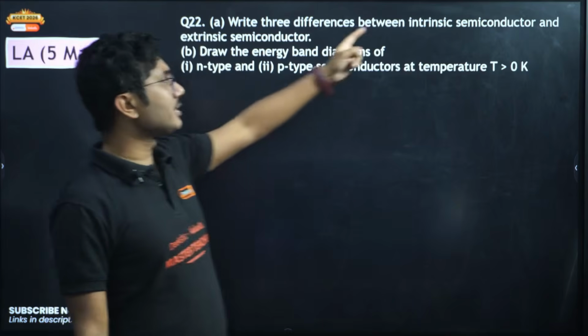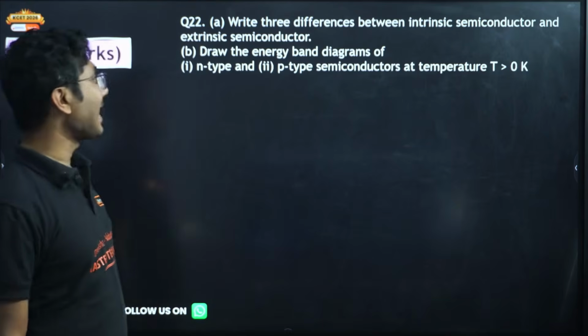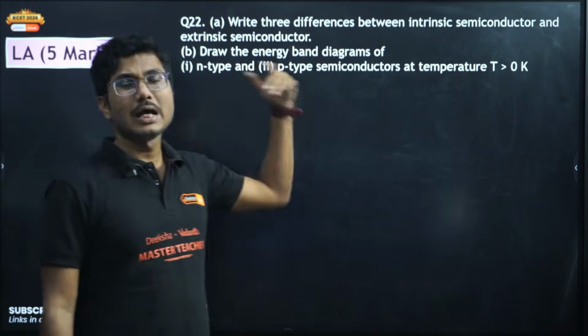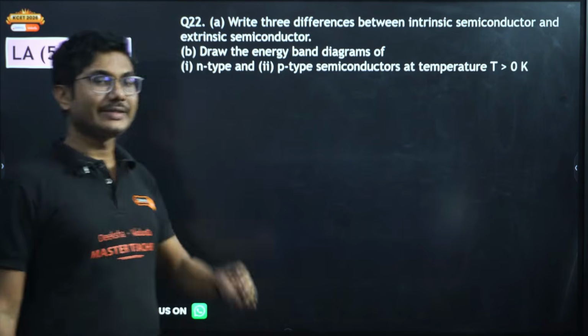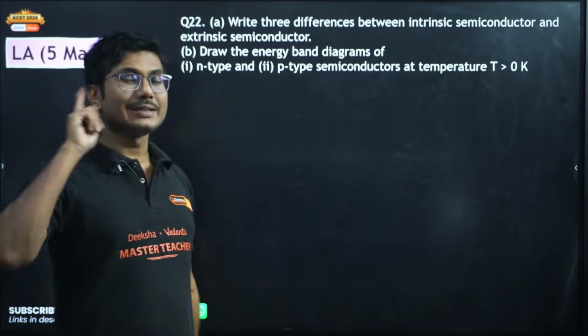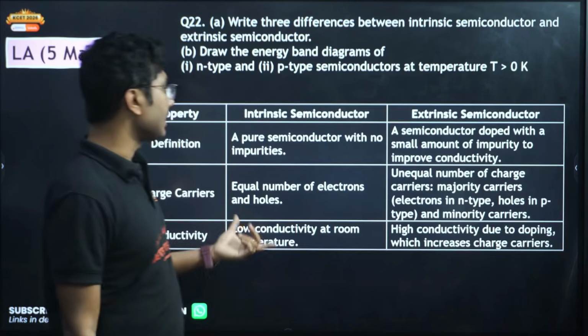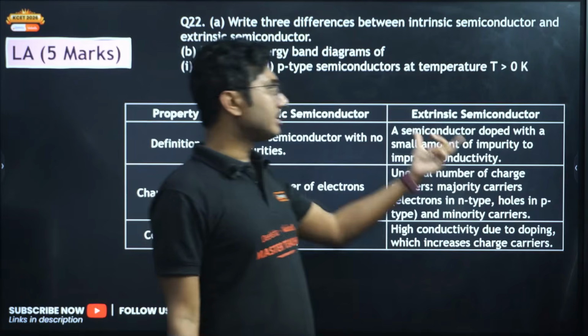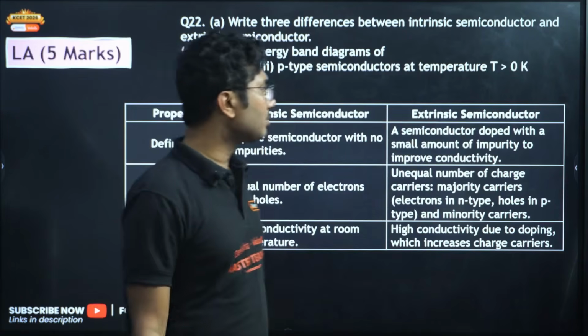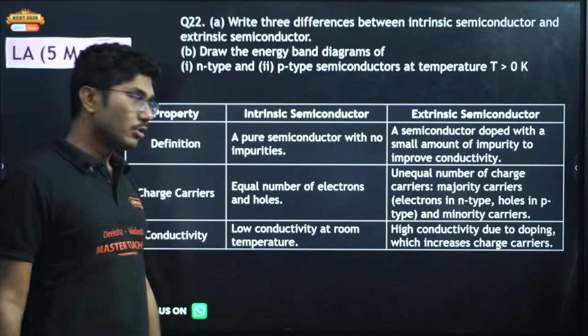Write 3 differences between intrinsic semiconductor and extrinsic semiconductor. It can come as write 2 differences between intrinsic and extrinsic, and can be asked as a 2 marker question. So definition: intrinsic is a pure semiconductor with no impurities. Extrinsic semiconductor: semiconductor doped with a small amount of impurity to improve conductivity.